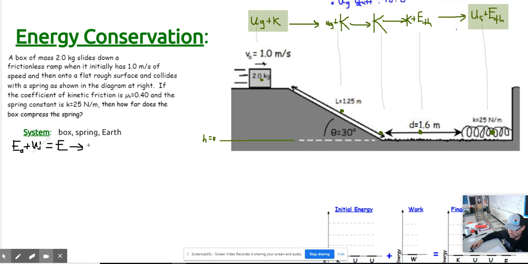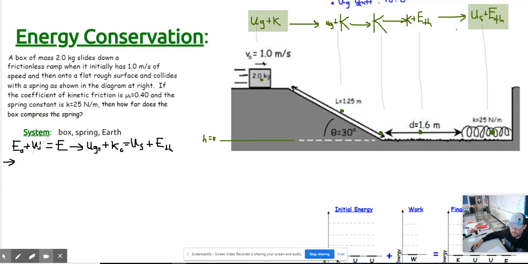Next line, we're going to say, hey, I started with some U_G initial and some K initial. And that's going to transfer into some U_S plus some thermal energy we're going to develop from the heat as we're scraping across here until the spring stops us. Okay, so let's put in another line of detail here.